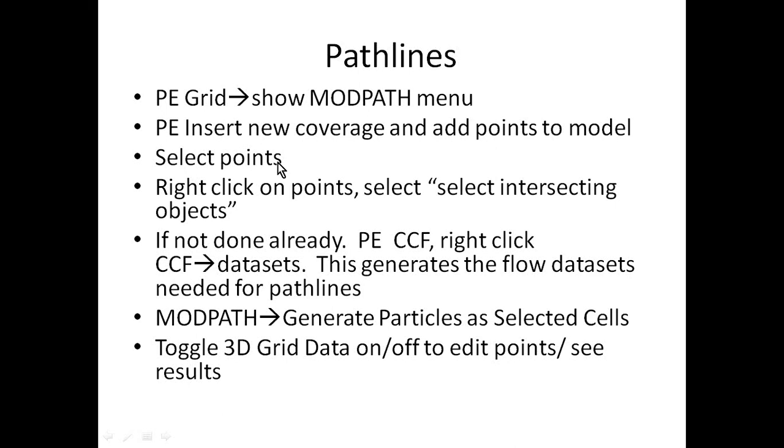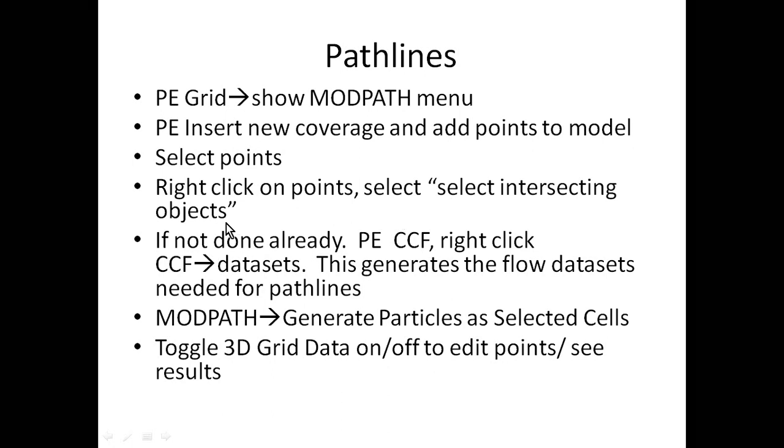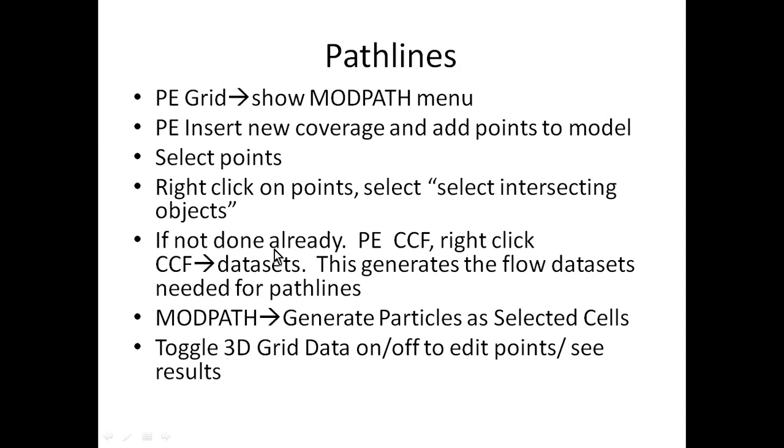Then you select those points, right-click on the selected points, and you'll have a couple of options. You should select the one that says Select Intersecting Objects, and that will allow you to use those points for path lines.